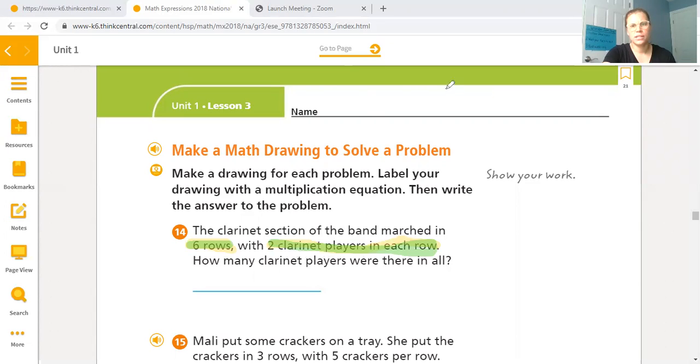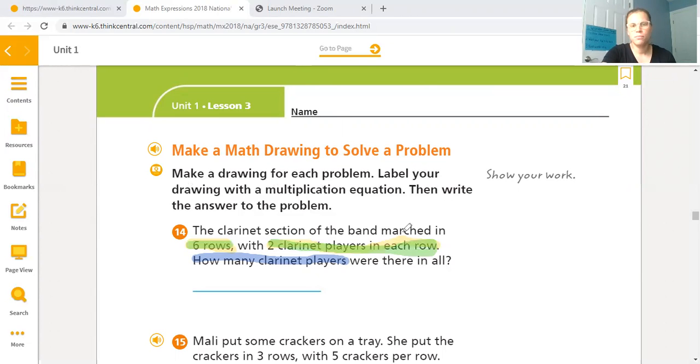What I would do is take a different highlighter, or if you circled, maybe underline, how many clarinet players. That's what we're trying to find. So now we know our numbers that we are going to plug into our equation, and we also know what we are trying to find. It says to make a drawing. I should have read you the instructions first. I read them ahead of time, but it says make a drawing for each problem. Label your drawing with a multiplication equation, then write the answer to the problem.